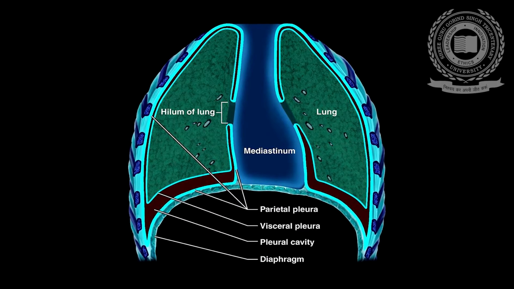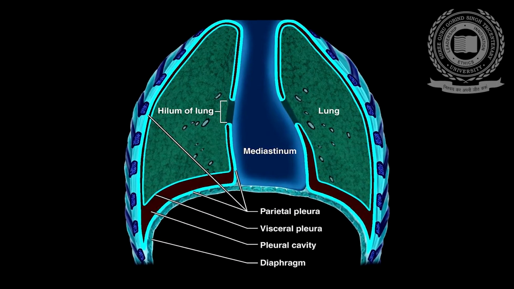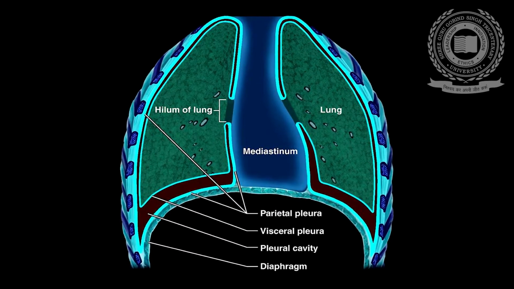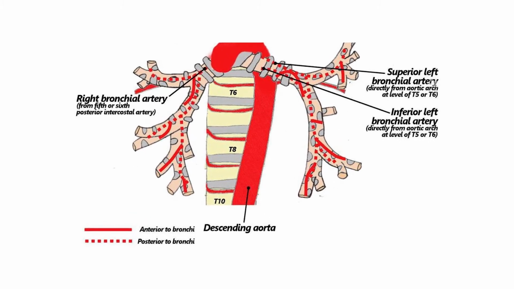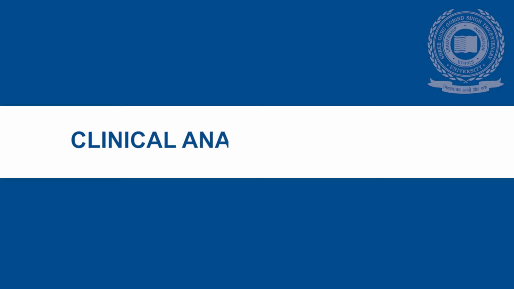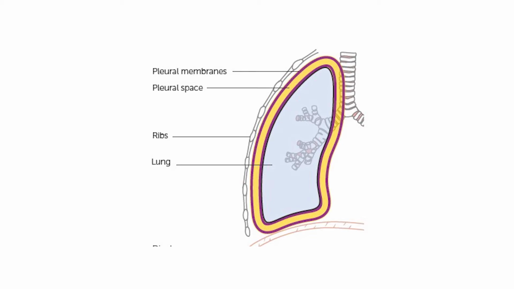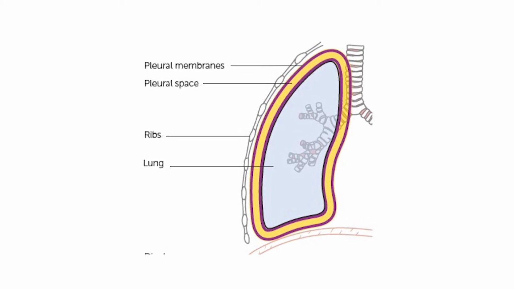The pulmonary pleura, like the lung, is supplied by the bronchial arteries while the veins drain into bronchial veins. Now we will discuss clinical anatomy of pleura. Some clinical conditions associated with the pleura.